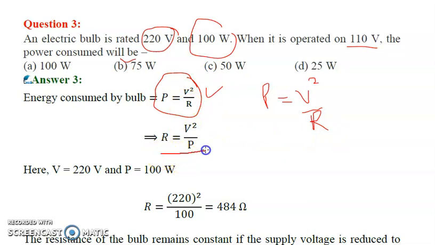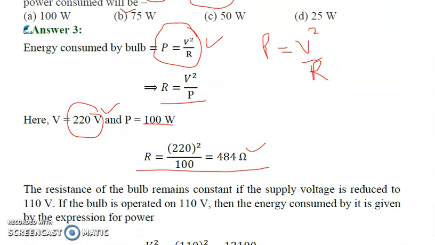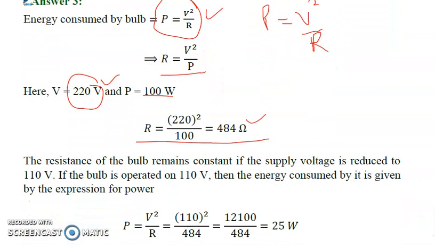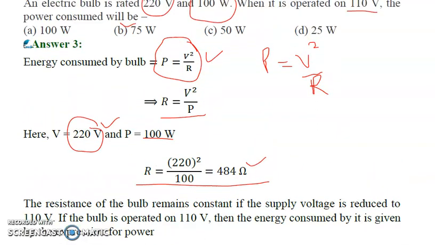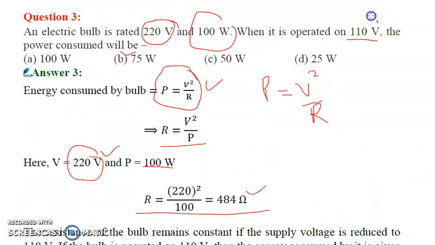From this formula, R would be V square upon P. So in this expression, we have initially V as 220 volt and power as 100 watt. First of all, we will be calculating the value for resistance as 484 ohm. Now the resistance of the bulb will remain constant if we change the voltage. As you can clearly see that we have changed the voltage. Now this bulb will be operating at 110 volt.